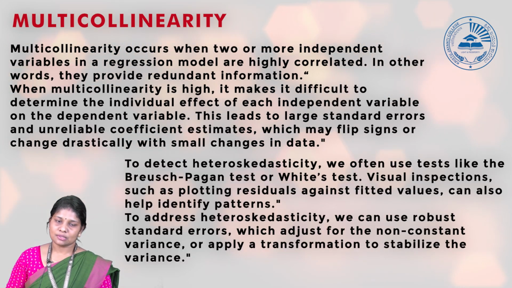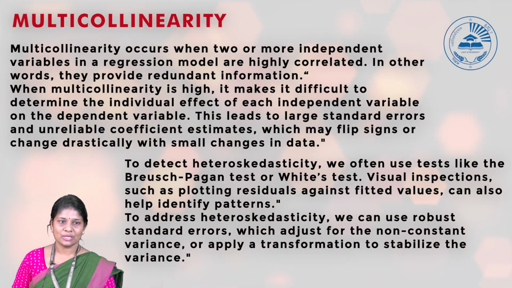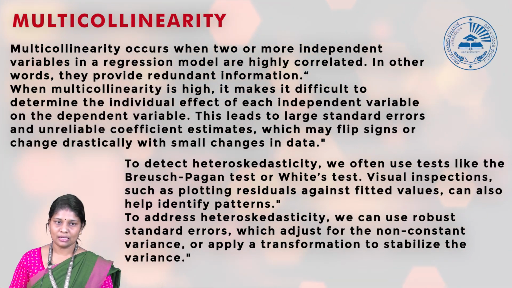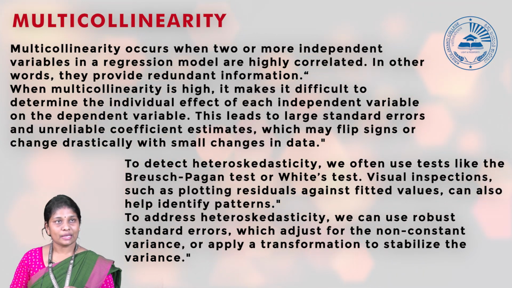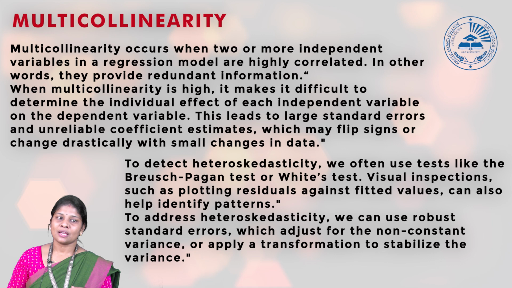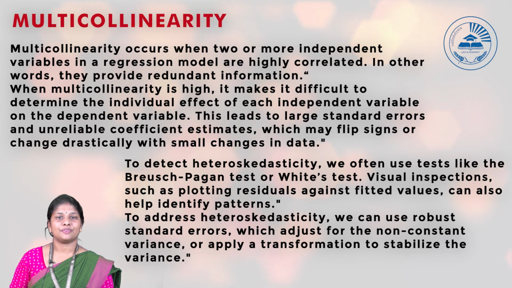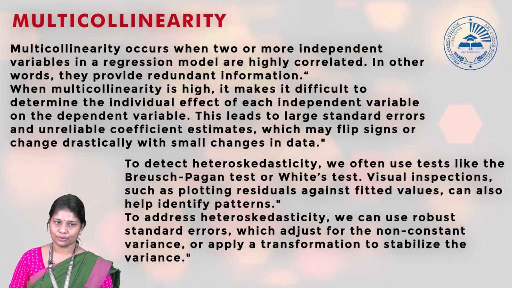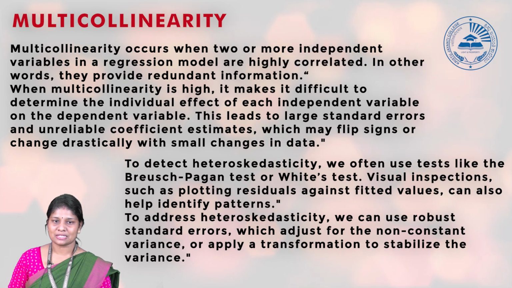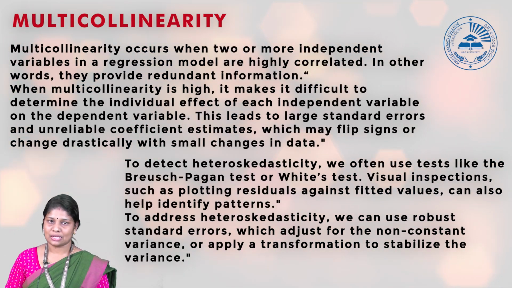We can detect multicollinearity by calculating the variance inflation factor, that is VIF, for each variable, and a VIF value above 10 typically indicates high multicollinearity. The thresholds can be 1 and 5 as well. To handle multicollinearity, we can remove or combine highly correlated variables, or we can use techniques like PCA, that is principal component analysis, to reduce dimensionality.